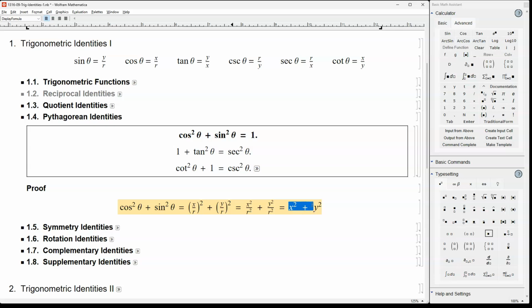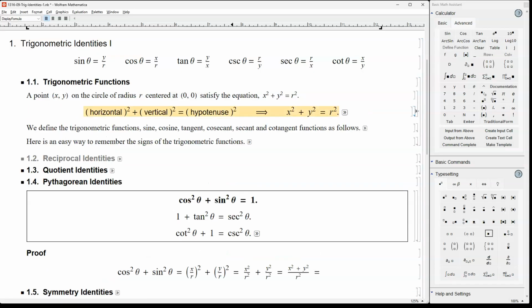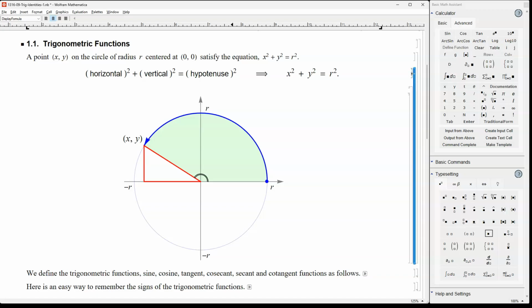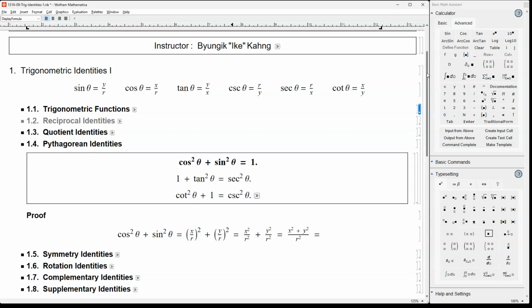I can put together the numerator because we have the same denominator here. And then, remember, x squared plus y squared, the numerator, must be equal to r squared. Everything came from the circle, remember? Yeah, the circle. So the numerator is r squared, and the denominator is r squared. And then, okay, that's equal to 1, and that completed the proof.